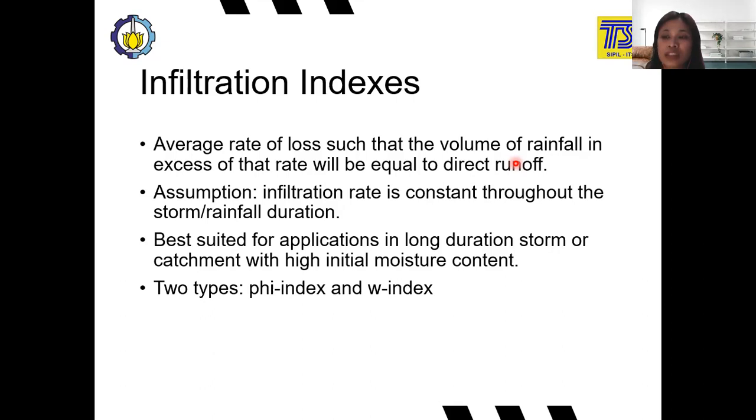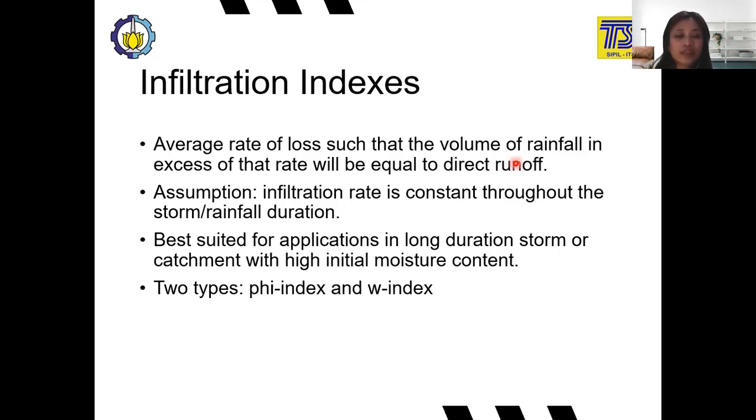Actually, in reality, it's not like that because, as you know, the storm or rainfall intensity is changing within time steps. For example, if we have rain in 4 hours, the rain in the first hour will not have the same amount as the rain within the second or third hour. But here, the infiltration index is assumed to be constant throughout the storm or rainfall duration.